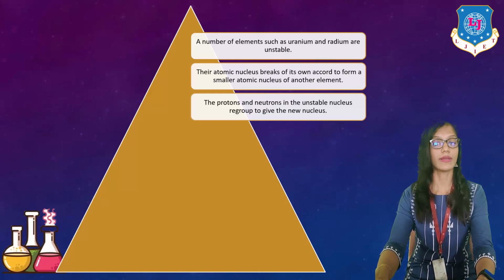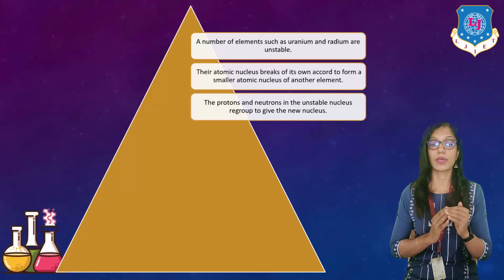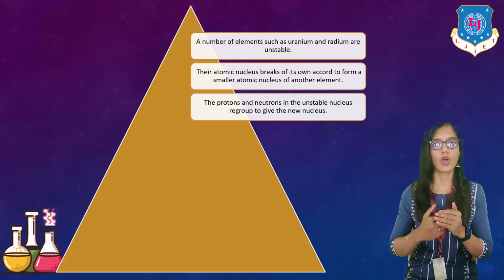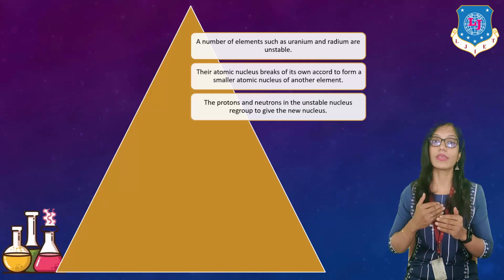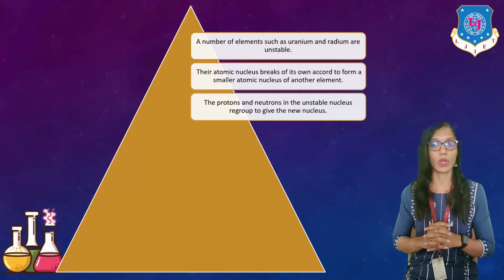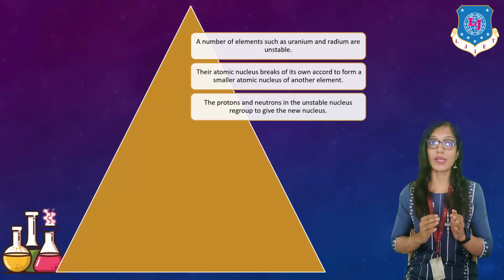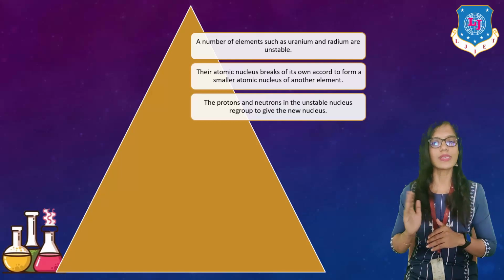Understand here very clearly that the unstable atom's nucleus breaks down of its own accord. It is its own characteristic. It doesn't require any outside source or outer factor to break down. Understood very clearly, everyone? So the atomic nucleus breaks down and forms a smaller atomic nucleus which is a stable one. It converts itself from an unstable one to a stable one.